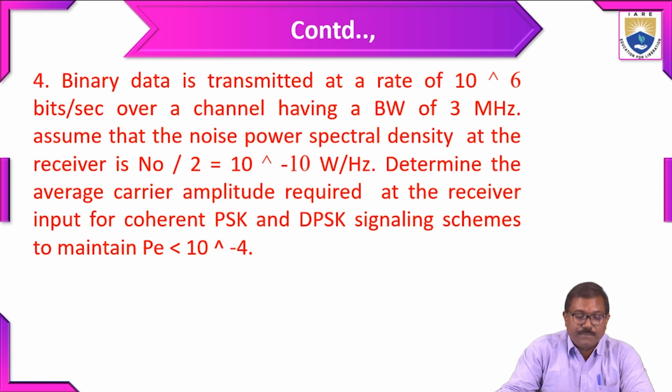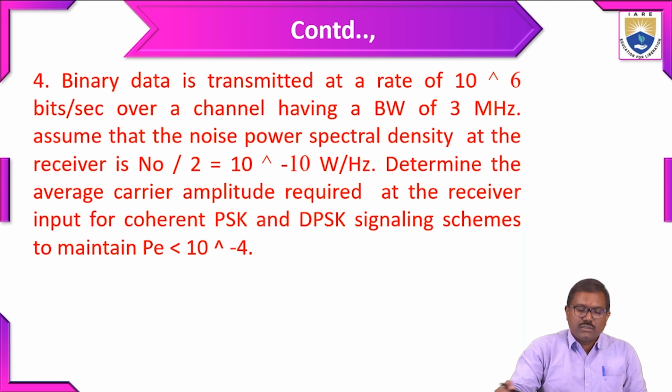Now the fourth one. Binary data is transmitted at a rate of 10 to the power of 6 bits per second over a channel having a bandwidth of 3 MHz. Assume that the noise power spectral density at the receiver is N0 by 2 is equal to 10 to the power of minus 10 watts per hertz. Determine the average carrier amplitude required at the receiver input for coherent PSK and DPSK signal schemes to maintain the probability of error as 10 to the power of minus 4.